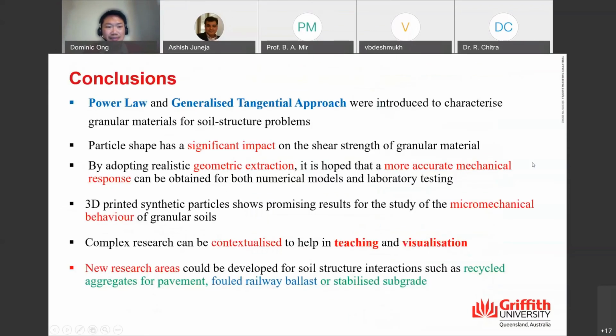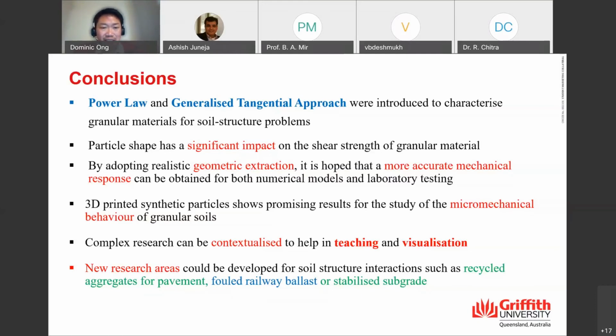In conclusion, the power law and generalized tangential approach has served us very well in developing understanding of a lot of our soil structure problems. We also looked at how particle shape has a significant impact on the shear strength of granular material. We use high-end technology that is available in the university, almost free for us, and even if we have to pay, it would be a nominal amount. I have to acknowledge the very good facilities by the university that provide us with all these quality materials to work on. It helps us to contextualize our research outcome into teaching, and it aids a lot in visualization.